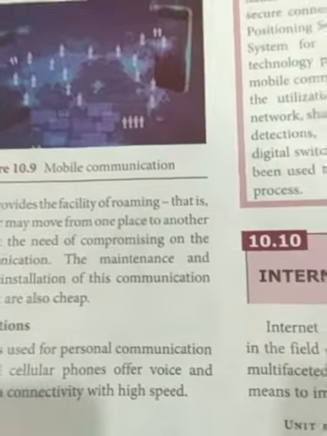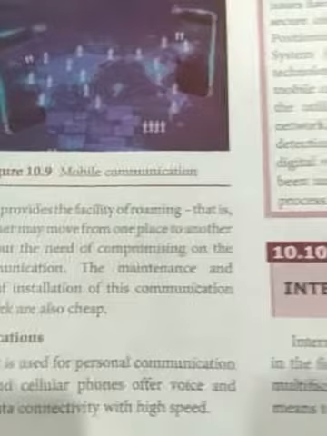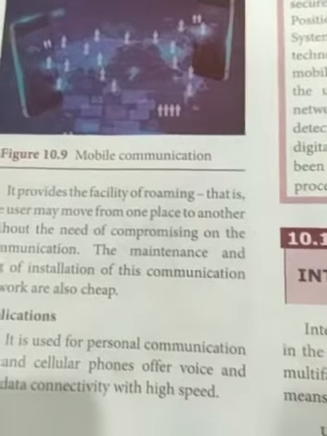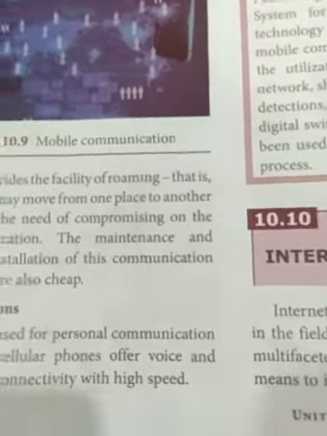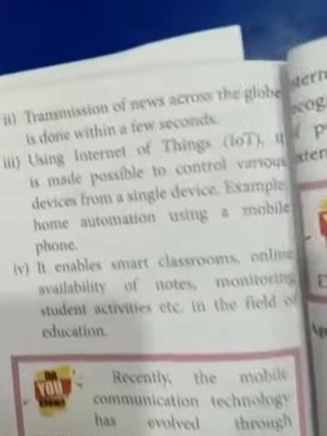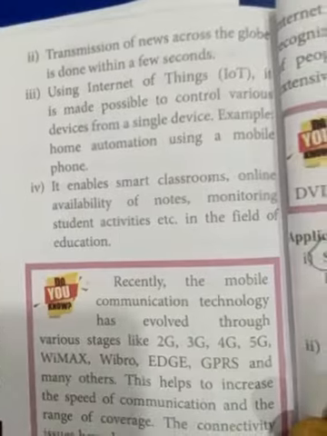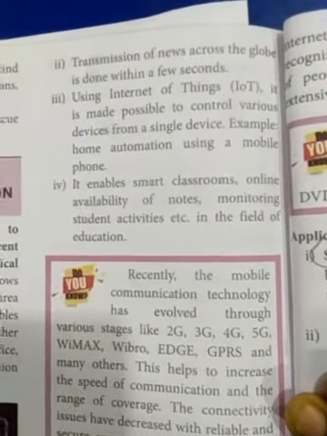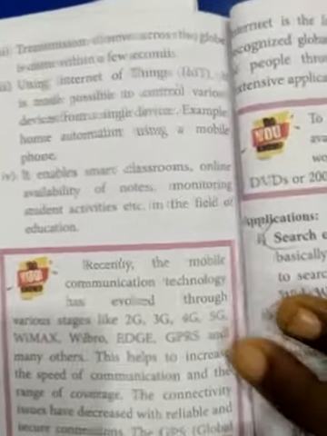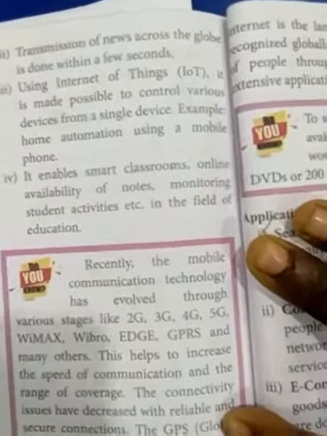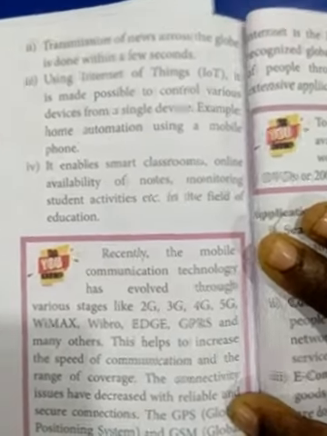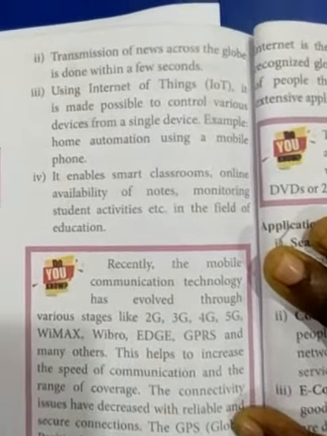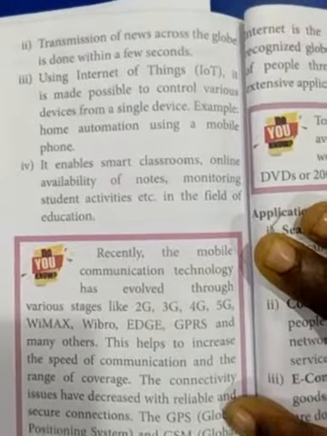Now you see the mobile communication application. It is used for personal communication, and cellular phones offer voice and data connectivity with high speed. Next, transmission of news across the globe is done within a few seconds. Using the Internet of Things, IoT, it is made possible to control various devices from a single device. For example, home automation using a mobile phone.